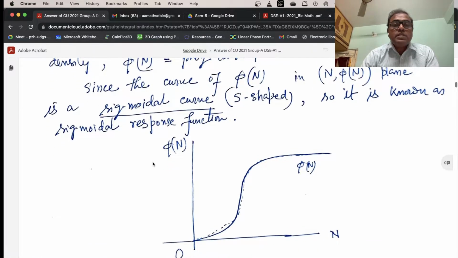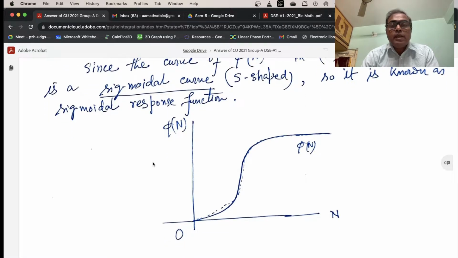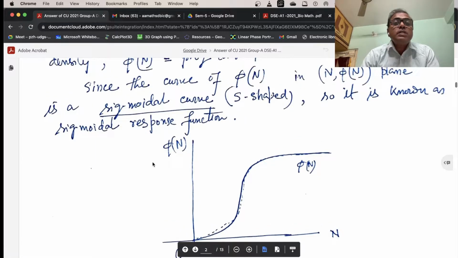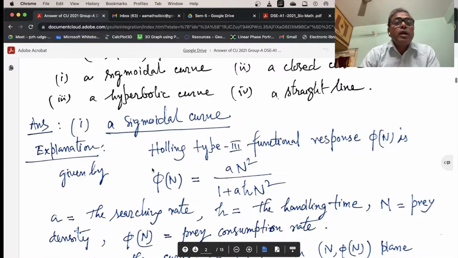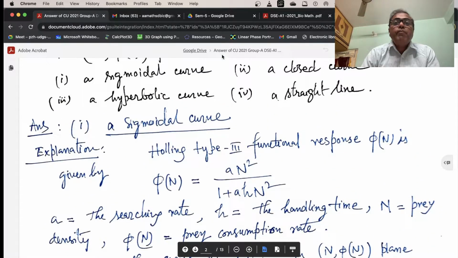And the curve is of this type. This is the phi(N). The horizontal axis is the N-axis and the vertical axis is the phi(N)-axis, and this is the phi(N) curve. So this is the answer. Question B is the sigmoidal curve, option 1.